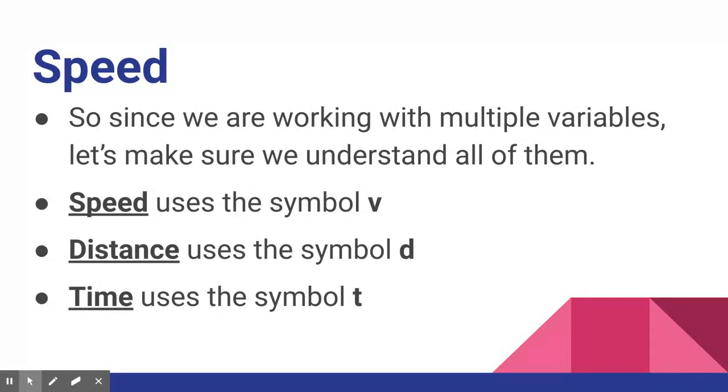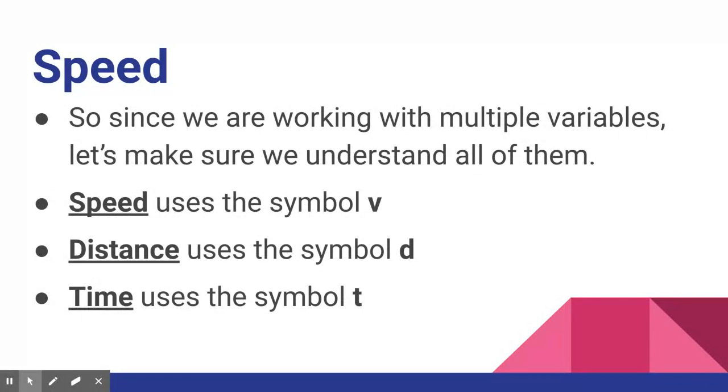And then since we're working with multiple variables, and we're also going to have to know and identify those variables, this is how we lay those out before we get into that formula. And we need to understand them. So for speed, we use the symbol V. We use V for speed and velocity, but velocity will be slightly different because it has an arrow above the V, and we'll get to that section when we get into velocity. We'll get to that later.